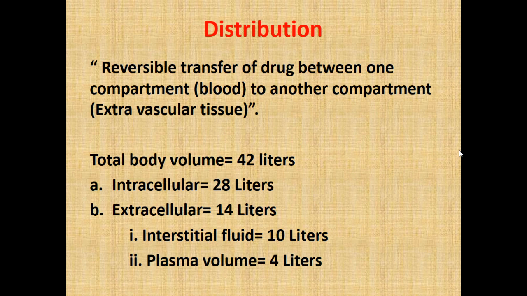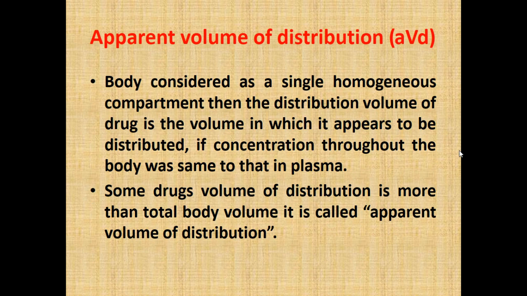But will that happen? No, because some drugs will have more concentration in the blood and less in the fluids and less in the organs. At that time we have a new concept called the apparent volume of distribution. What is the apparent volume of distribution? If you administer the drug and we imagine the whole body as a single unit, and it shows the same concentration everywhere, it is called the volume of distribution.